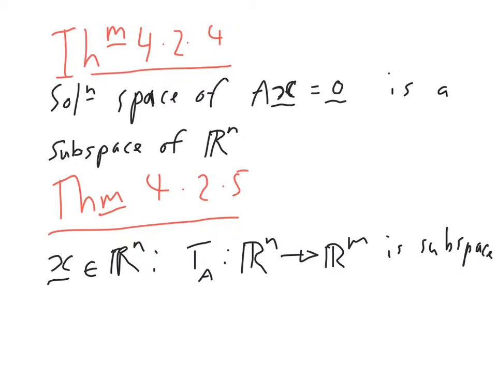So by the sounds of it, you understand what's going on in theorem 4.2.4. The theorem states that the solution space of AX equals the zero vector is a subspace of Rn. Just to recap, we have an M by N matrix A, and X is in Rn, so it's N times 1, and therefore our zero vector has to be M times 1 to be consistent.